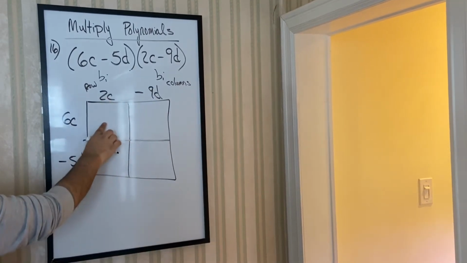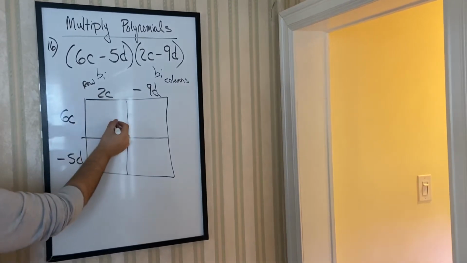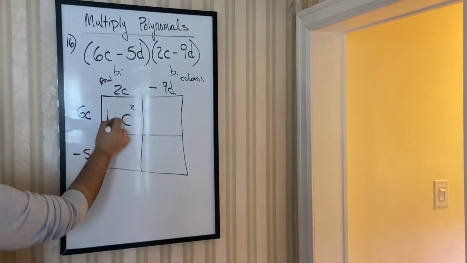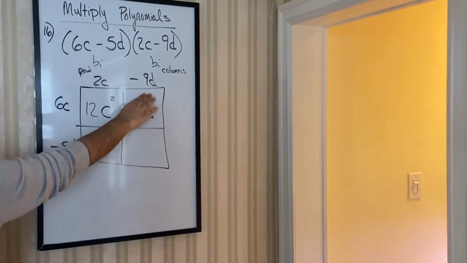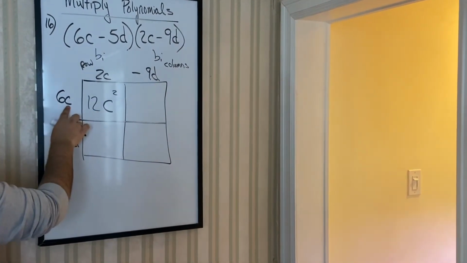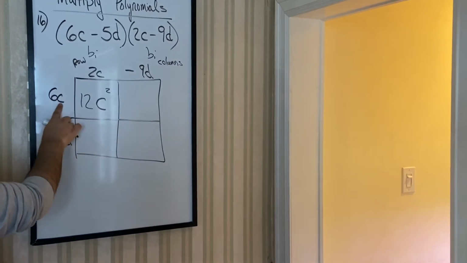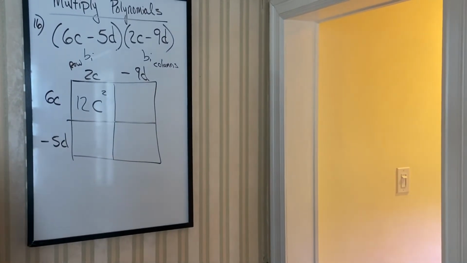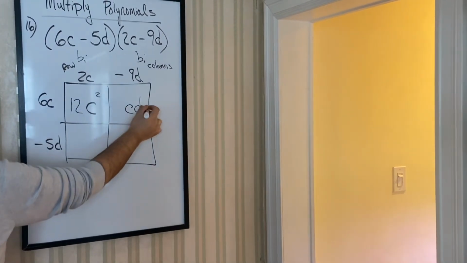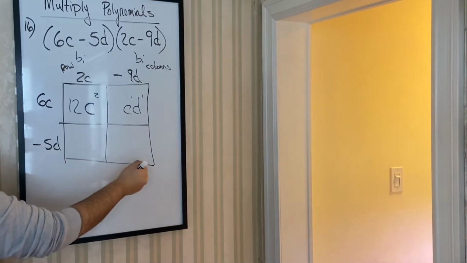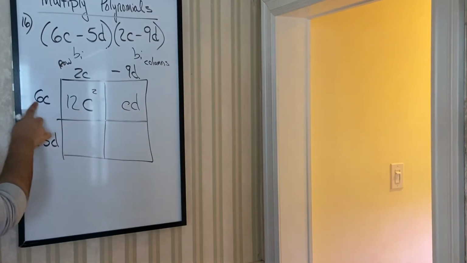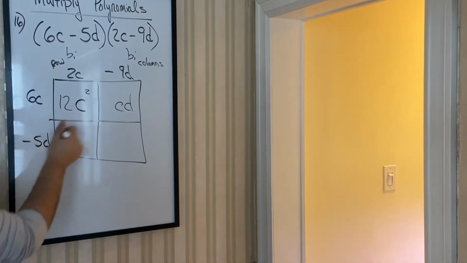This one you should already know how to do. 1C on top, 1C to the left. That means we have 2 of them. So notice the exponent's 2. And then the coefficients, 2 times 6 is 12. Now when you get to this square, notice it's negative 9D times 6C. Notice that we don't have anything that matches. So what I do is, I say I have 1C and 1D, but I put it in alphabetical order. C first, just one of them, and a D, just one of them. If you want to put the little ones there, if that helps, that's okay. But it's not necessary. And then the coefficients, you do multiply. Negative 9 times 6 is negative 54.